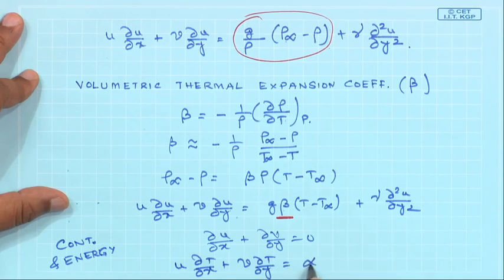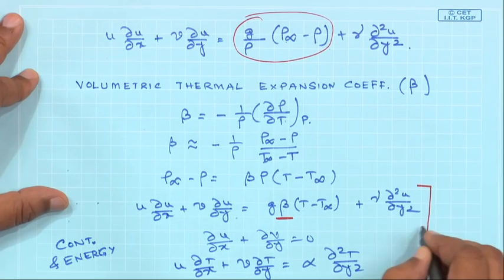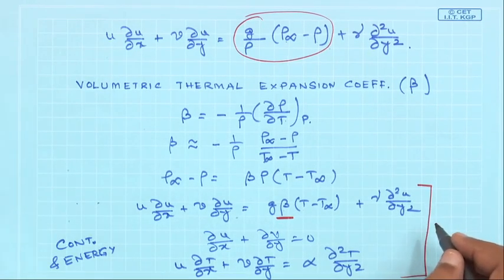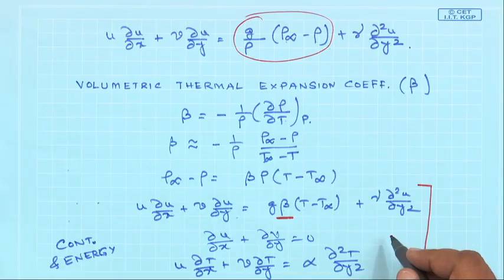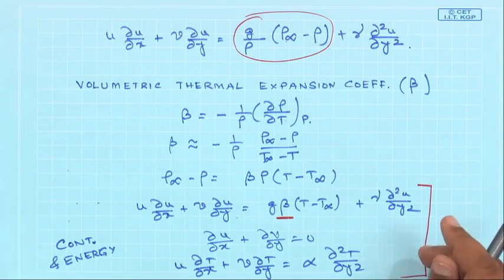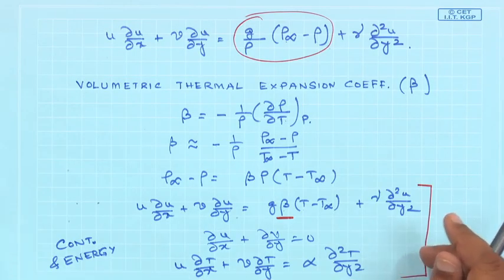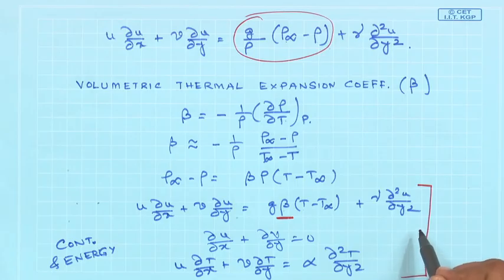This is the thermal diffusivity. So, these three equations are to be solved simultaneously in order to obtain what is known as the thermal coefficients for the relations for natural convection.